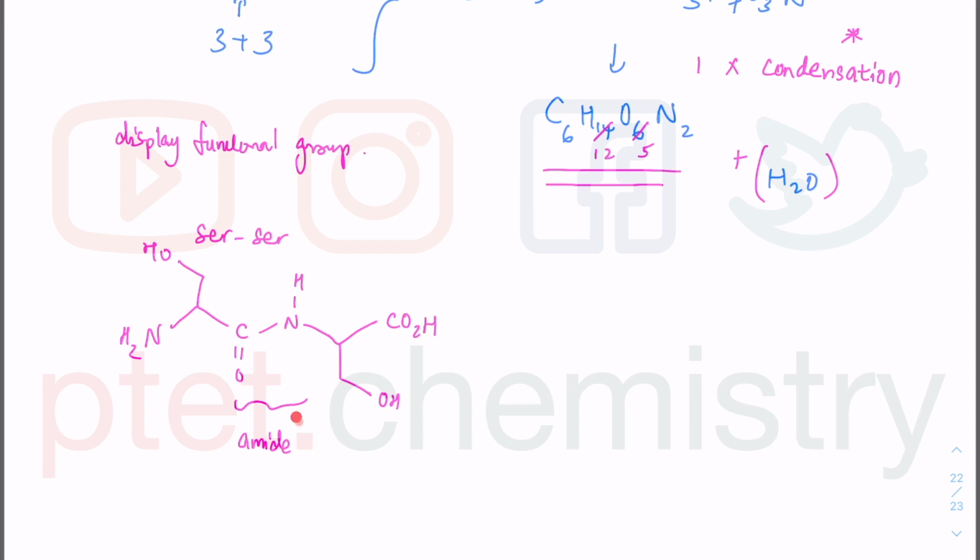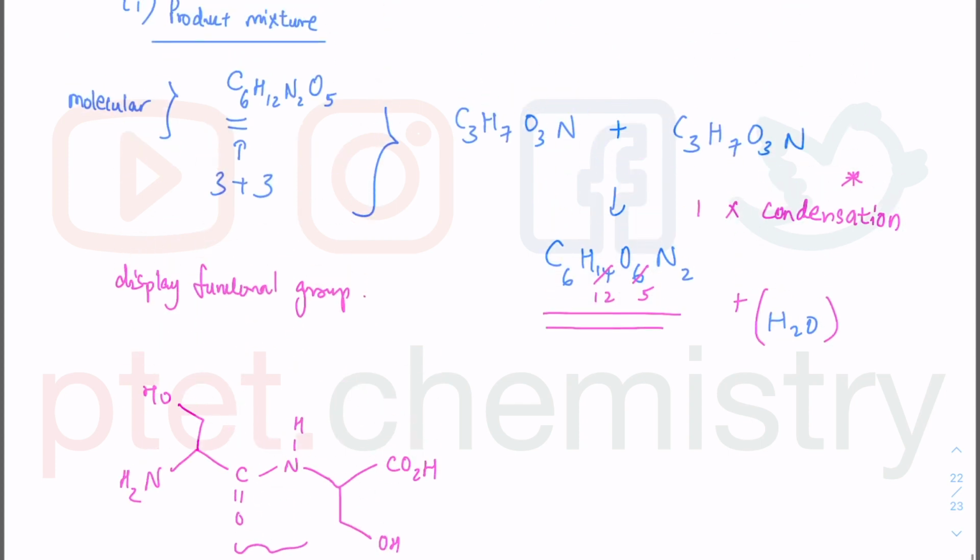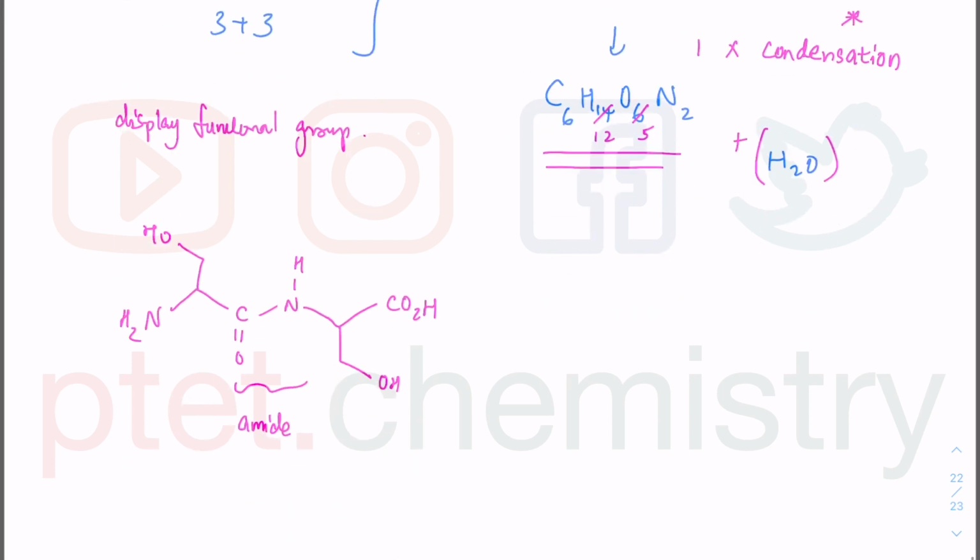If you work out the molecular formula of these, you would definitely get C6H12O5N2, because I've kicked out a hydrogen from the NH2 and kicked out the OH from the carboxylic acid. Kicking out one water gives me one condensation of these two things, which are the same monomer coming together, to give me this product after one condensation.